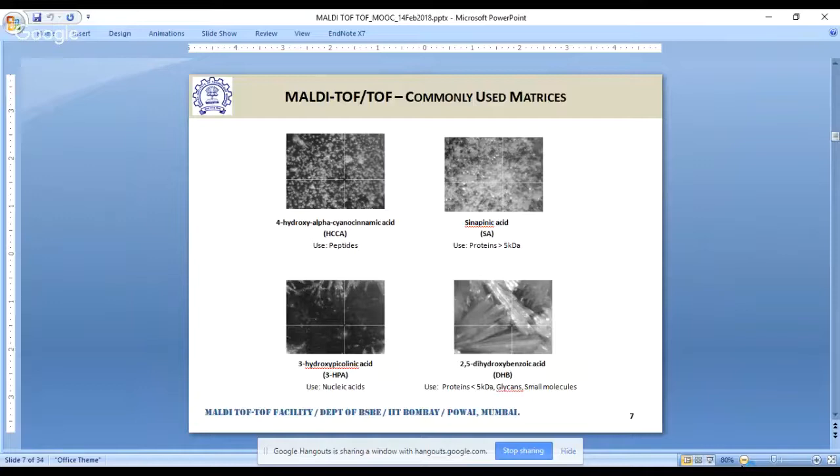2,5-dihydroxybenzoic acid is used for the study of glycans, small molecules like polymers, and other substances. So these are just a few of the examples of matrices that I use. There are many more depending on the type of sample. There could even be a combination of different matrices. Some salts could be added in. Some other phosphorus containing compounds could be added to enhance the capability of the matrix.